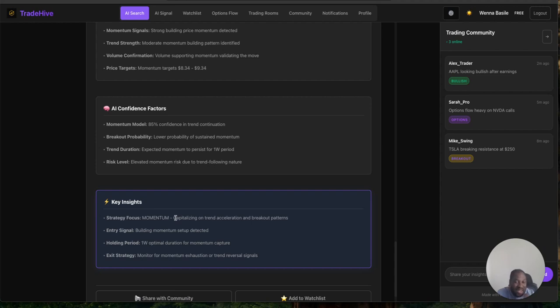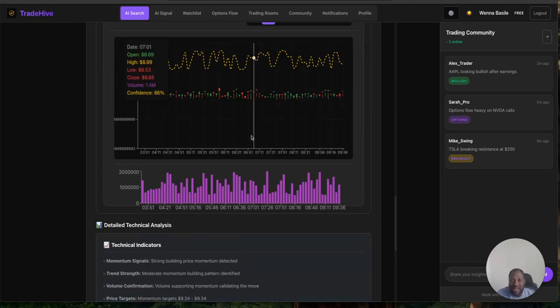Even for anybody who doesn't know trading and wants to look at a key insight before they buy this stock, this is a good last minute summary of what you need to do. Entry signal, when to buy: building momentum setup detected right here. Let's go back, right? When to buy this stock.